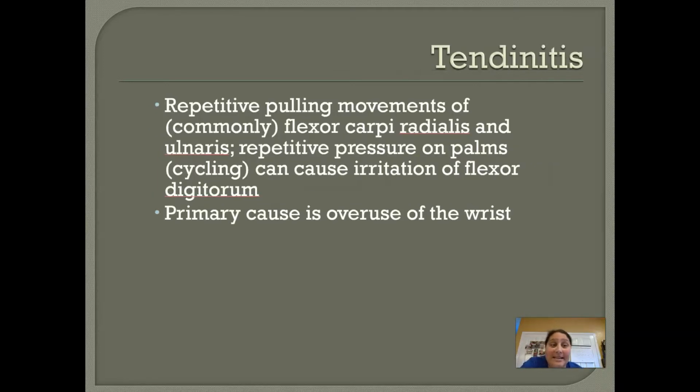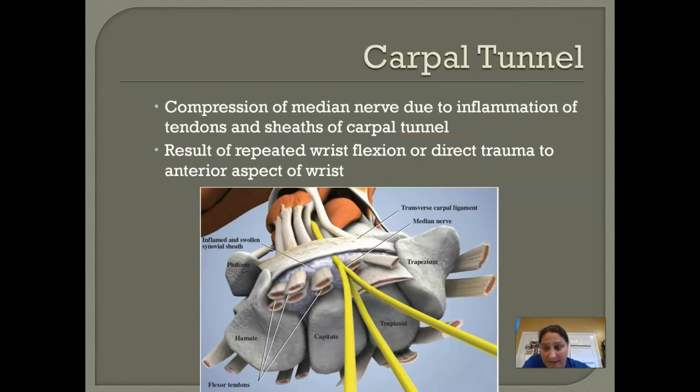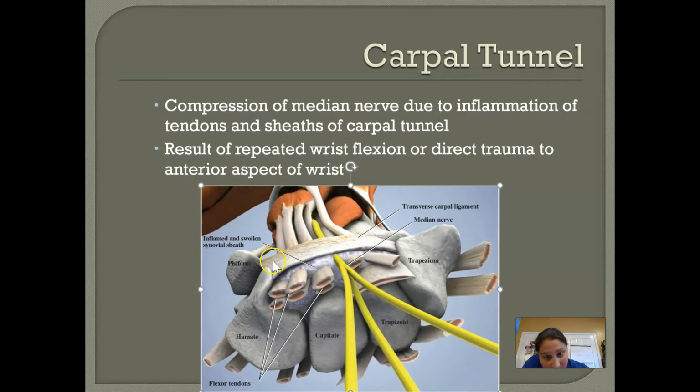Tendinitis is inflammation of those tendons, and we've looked before at the anatomy, and there's a ton of different tendons. More common is flexor carpi radialis and ulnaris, where we have repetitive pressure on our palms, like when you're holding onto a bicycle and cycling. And then carpal tunnel, so Phalen's test, carpal tunnel. So right here, you've got that transverse carpal ligament.